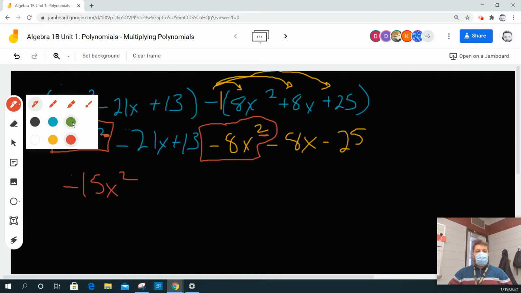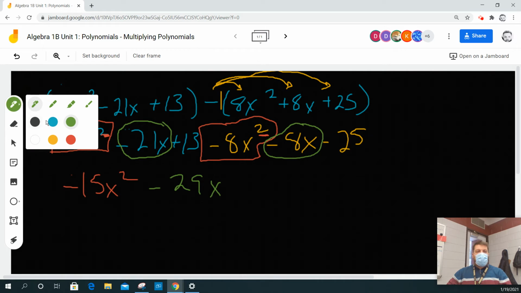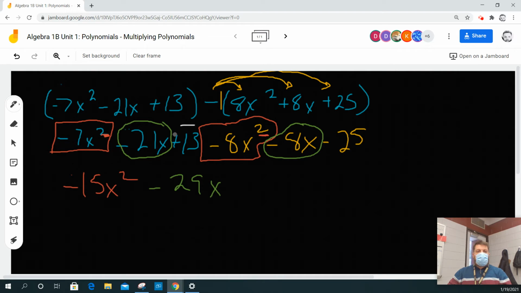Next, I'm going to do x to the first power. So I've got a negative 21 and a negative 8x. Negative 21 plus negative 8 is negative 29. X, of course. And then lastly, I combine the constants. Negative 25 plus 13 gives me a negative 12.